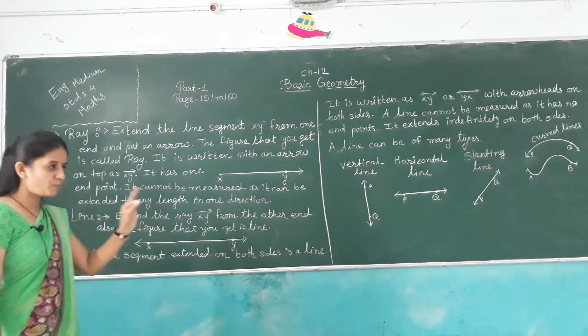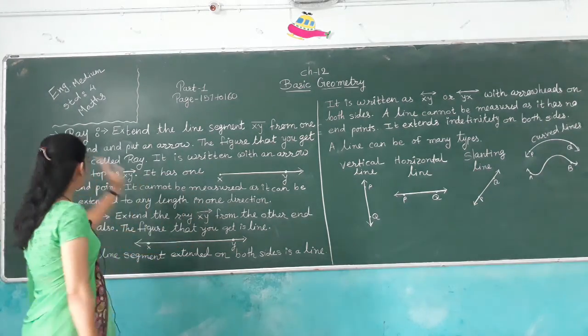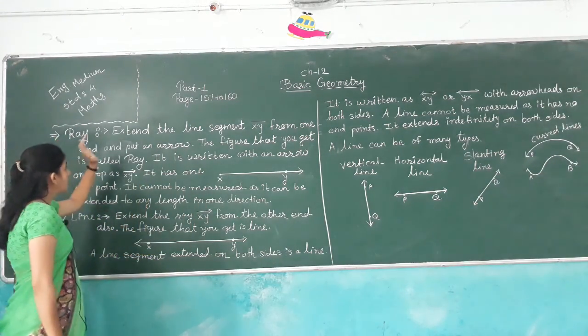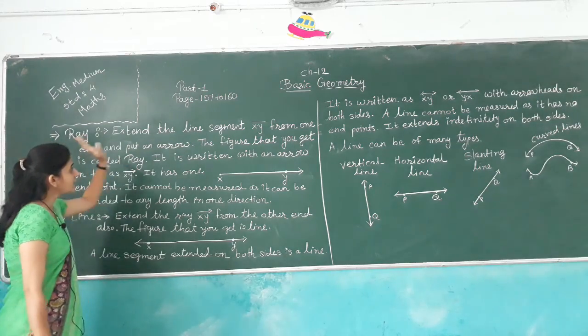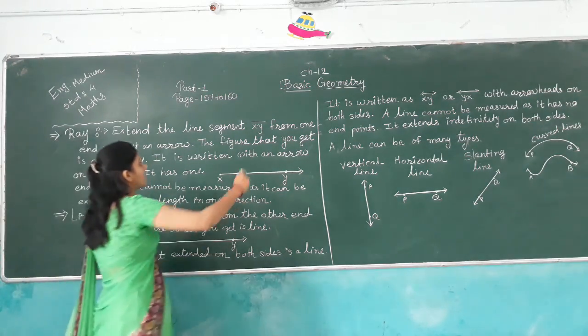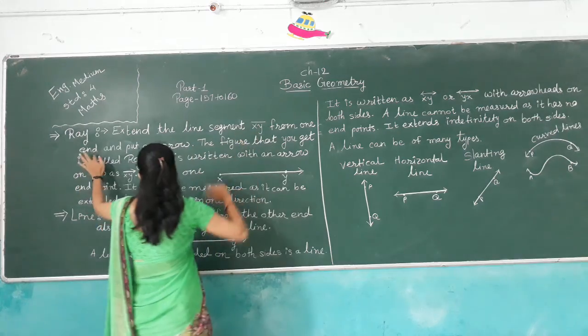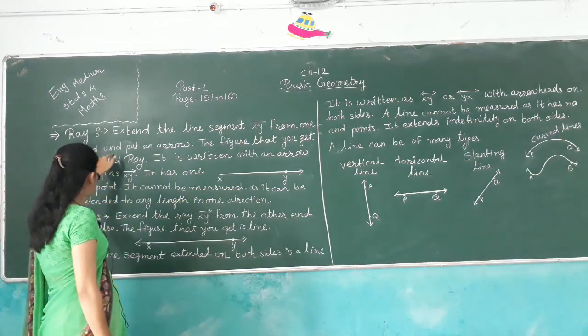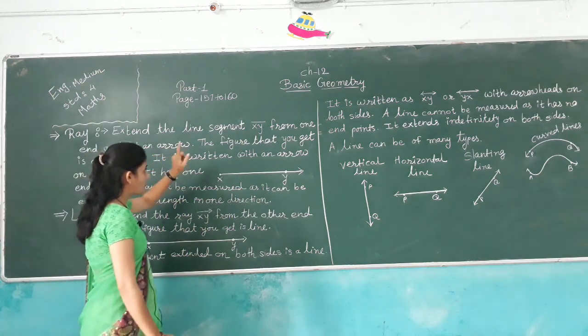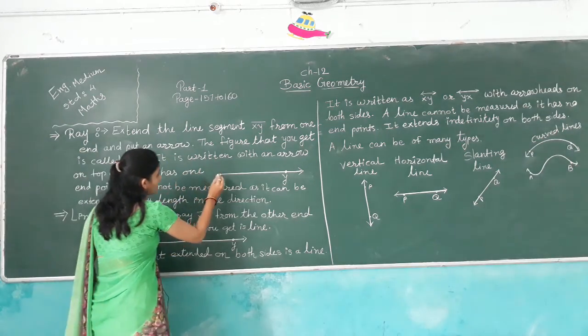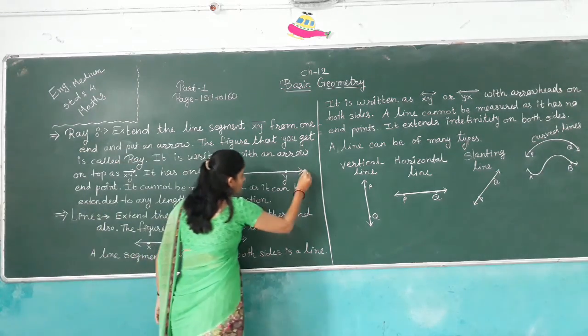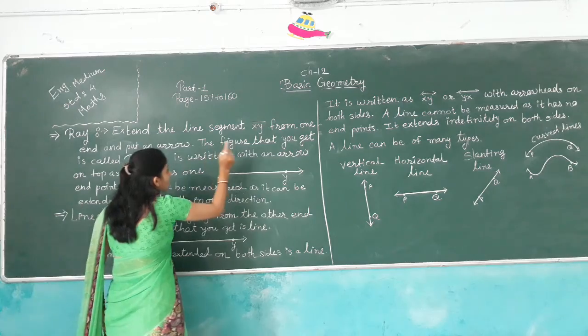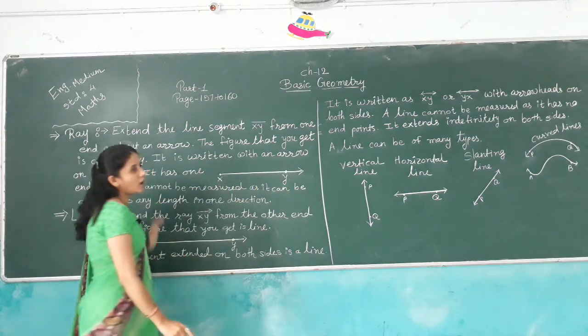First we learned point, then line segment, then ray. What is a ray? Extend the line segment XY from one end and put an arrow. The figure that you get is called a ray.